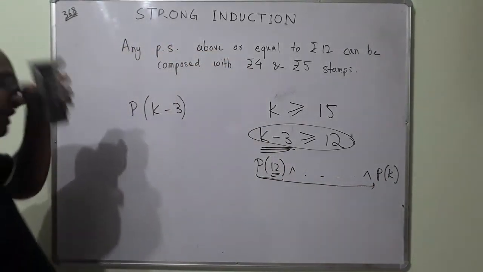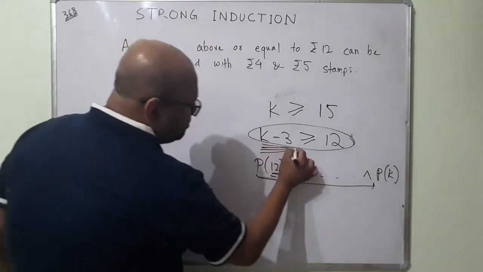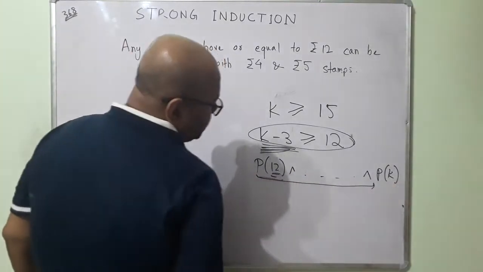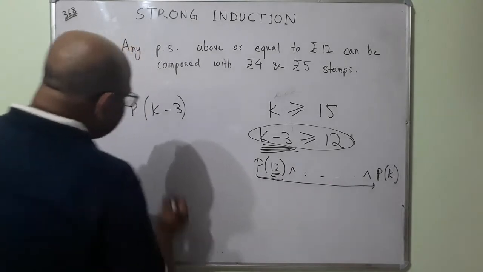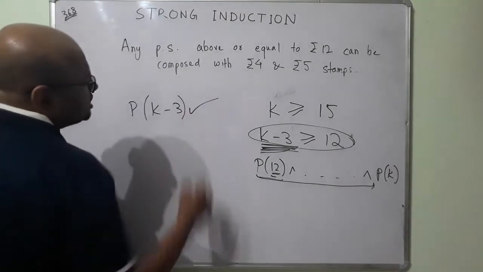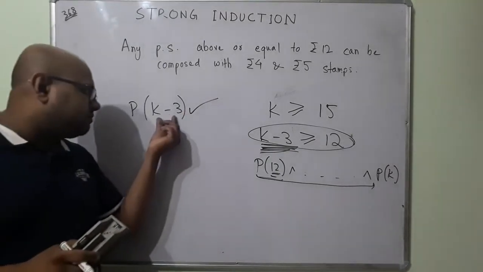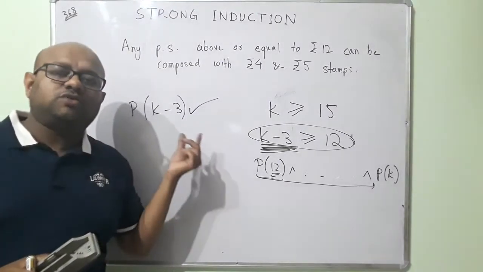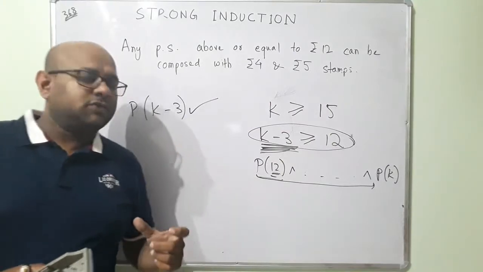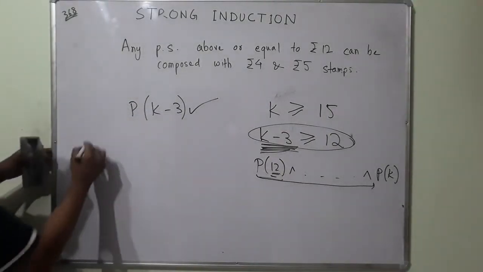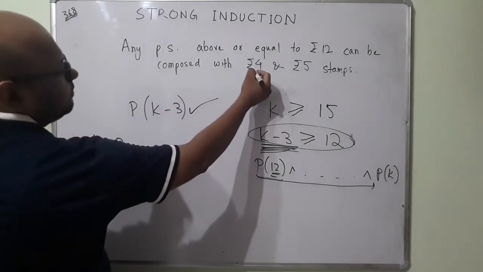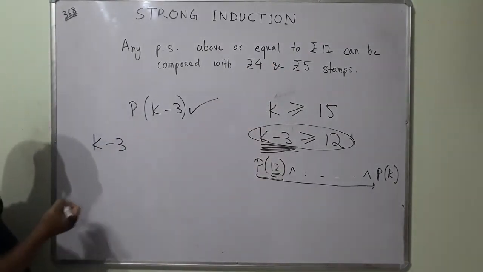Now all of this I assume to be true, that all of this can be made with only 4 rupees and 5 rupees stamps. All these values 12, 13, 14, 15 up to k. So I know k minus 3 can also be made with 4 rupees and 5 rupees stamps. So I know this is true: P of k minus 3, that k minus 3 worth of postage can be made only with 4 rupees and 5 rupees worth of stamps. So P of k minus 3 is true. Now what will I do?